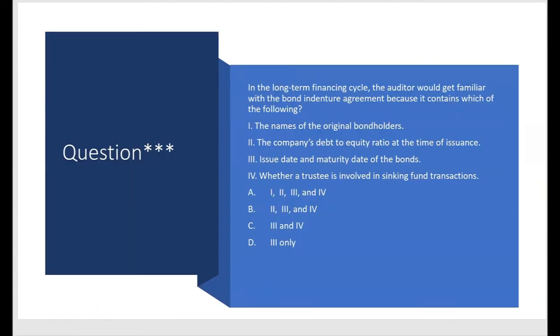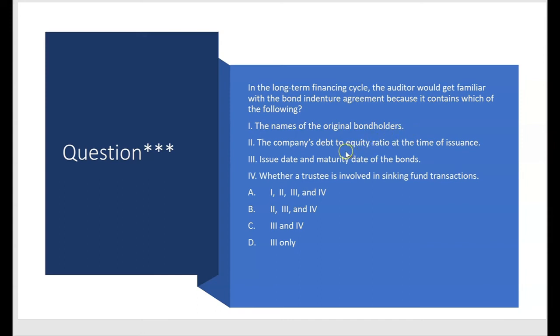Let's try this one. All right, how about this? In the long-term financing cycle, the auditor would get familiar with the bond indenture agreement because it contains which of the following? 1, the names of the original bondholders. No, wouldn't be in the bond indenture agreement. There'd be a list of them somewhere, but it wouldn't be in the bond indenture agreement.